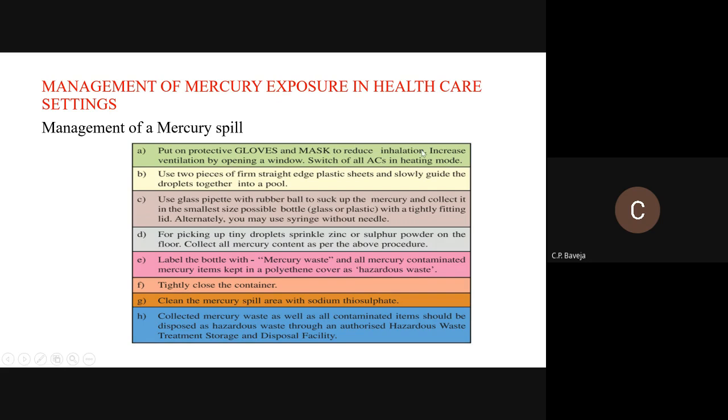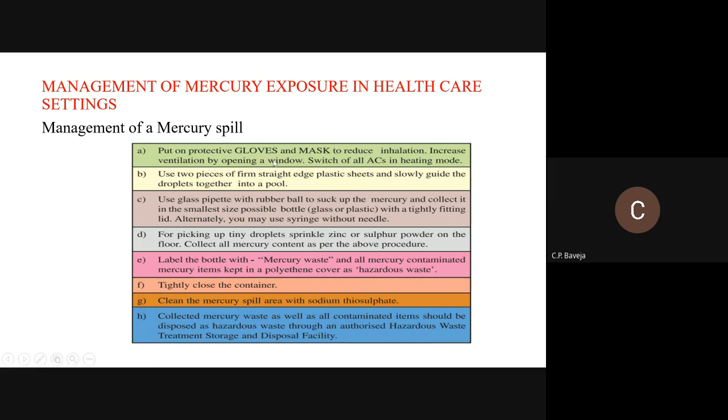And increase ventilation by opening a window. The window should be open. Switch off all ACs in heating mode, and use 2 pieces of firm, straight-edge plastic sheets. So 2 plastic sheets have to be taken, which have a straight edge, and slowly guide the droplets together into a pool. So by 2 plastic sheets, the droplets of the mercury can be taken.